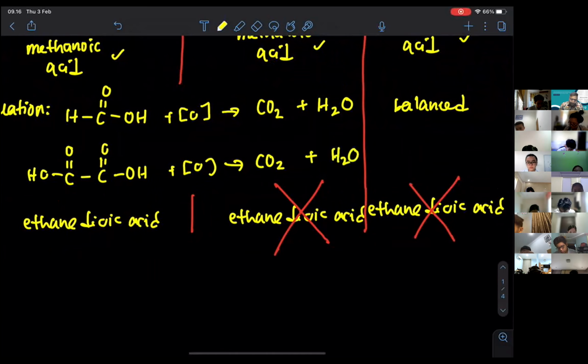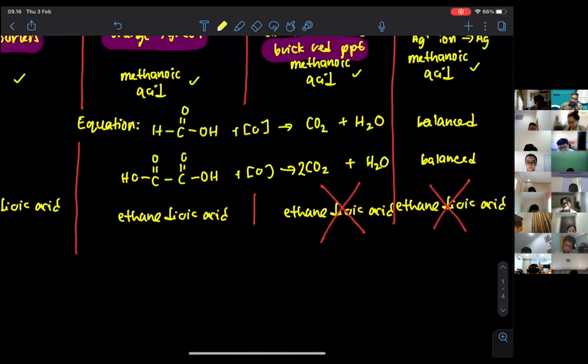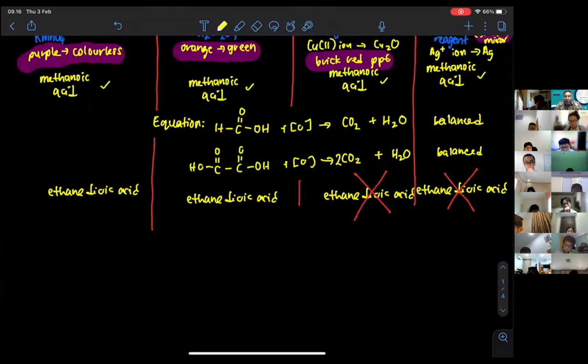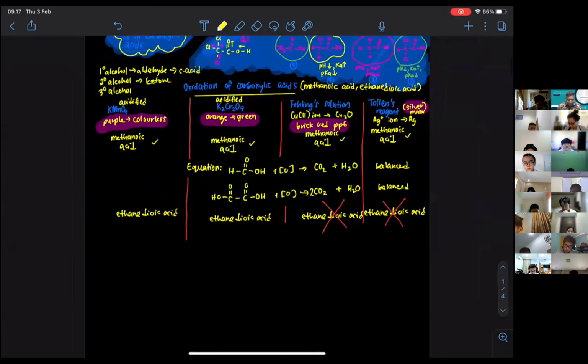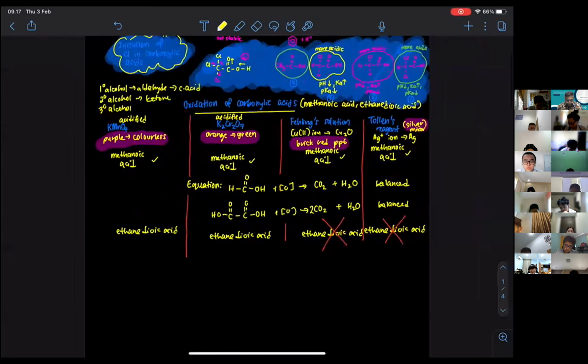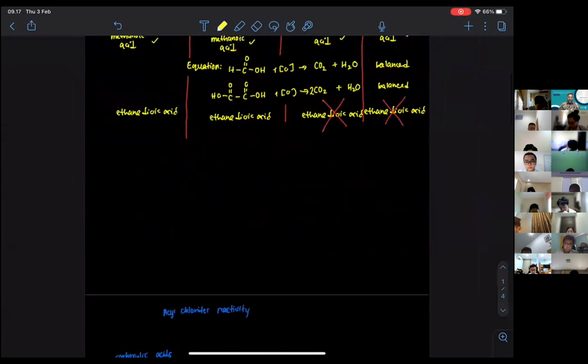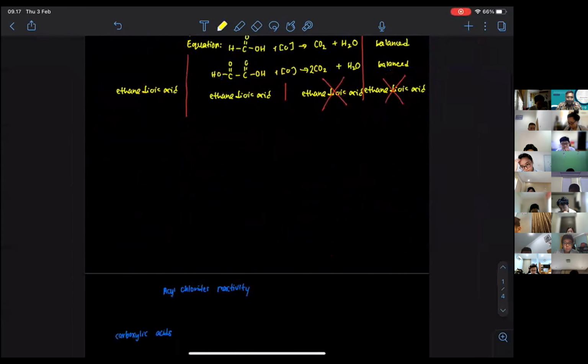So how to balance? You see you have 2 carbons, so you just put 2 there. Hydrogen, you have 2. So now you just need to balance the oxygen. There are 5 oxygen on the right. So if you look over here, there are 4 and 5. It's balanced already. So no need to worry about balancing. So this is going to be the oxidation of the 2 carboxylic acids. Okay, oxidation. Done. Now let's actually move on to acyl chloride's reactivity.